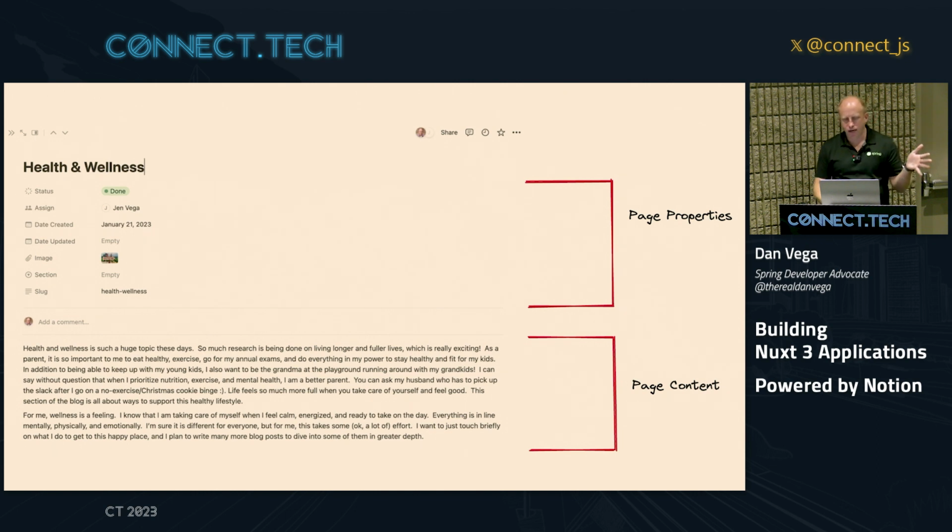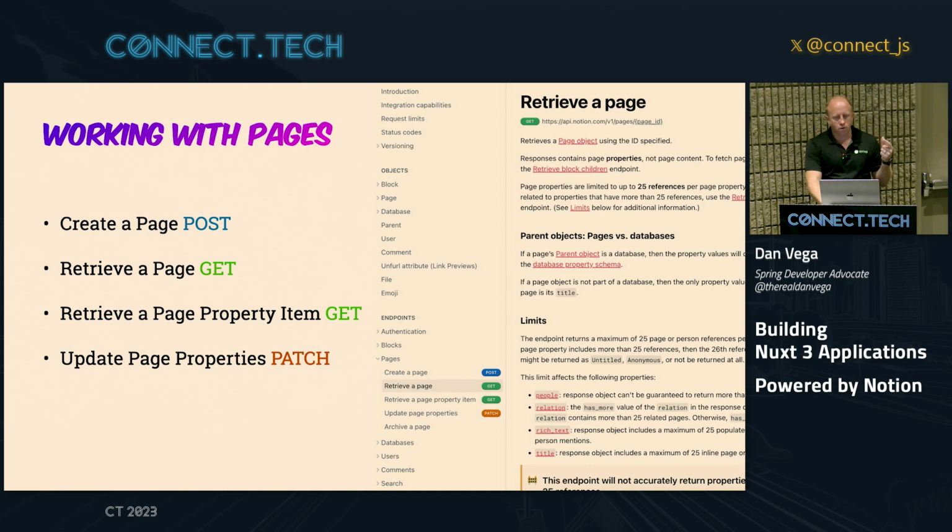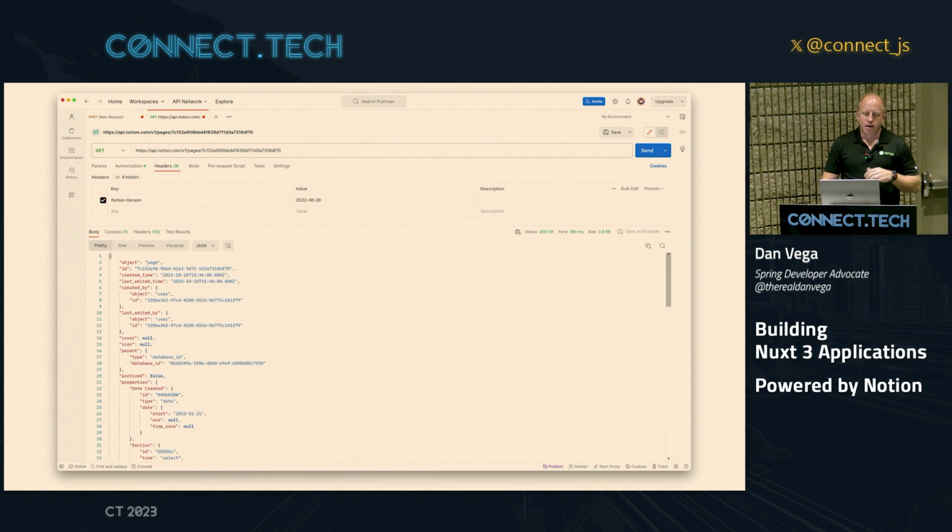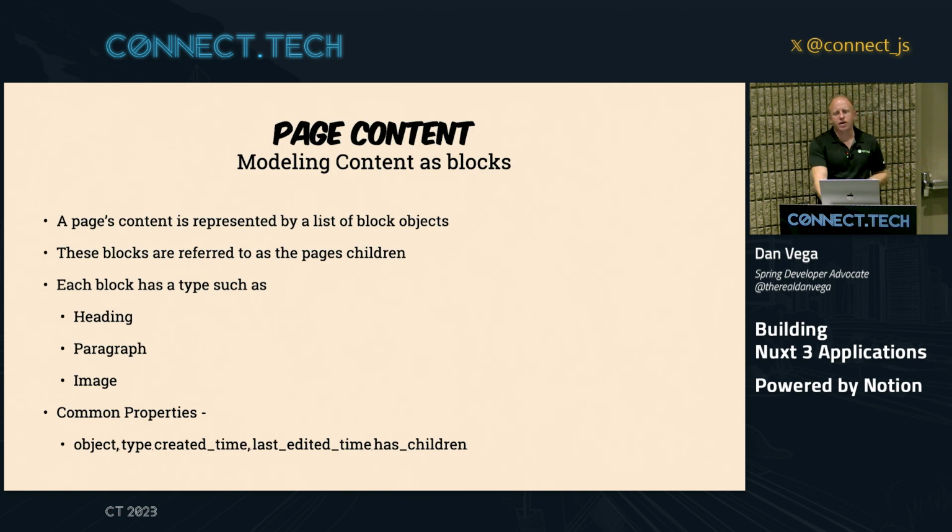So if we get the page with the page properties, how do we get the content? We have some APIs here for working with pages. Again, that get call for retrieve a page will give you exactly what you need with the properties. It just spits out a bunch of information, giving you information about each of the pages. So how do I get the content?